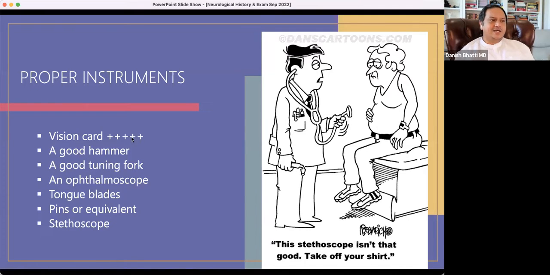And then vision card. Most people underappreciate how useful a vision card could be in a neurological examination. They are very easily and cheaply available. A lot of time, these drug reps will often find them for you, or even a company will print it. It doesn't matter what logo or brand it has on it.